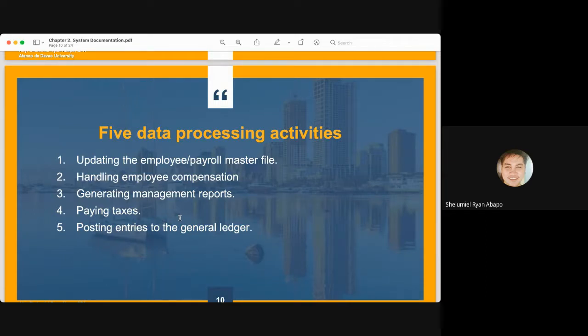And then the second will be the employee compensation handling, which is done on a regular basis, usually by monthly. Third is to generate now management reports. Fourth is the payment of the corresponding taxes with respect to payroll. And fifth is to post entries to general ledger to reflect now the affected accounts, such as salaries, expenses, the reduction of cash should it be paid upon payment now of payroll, right?